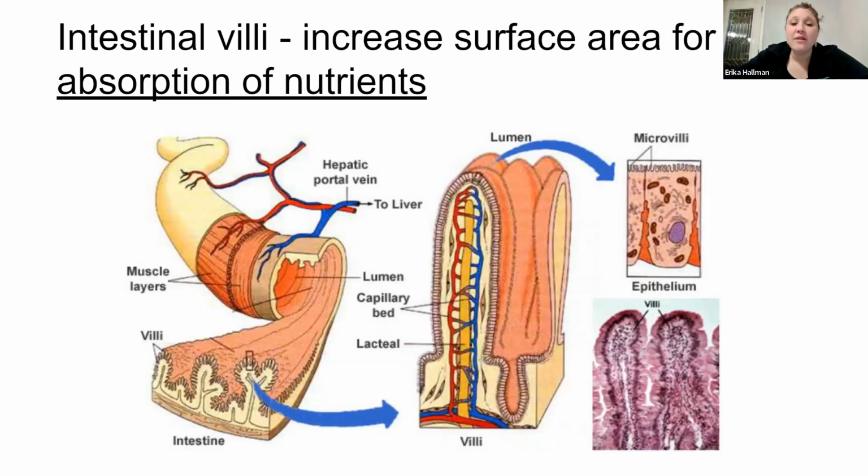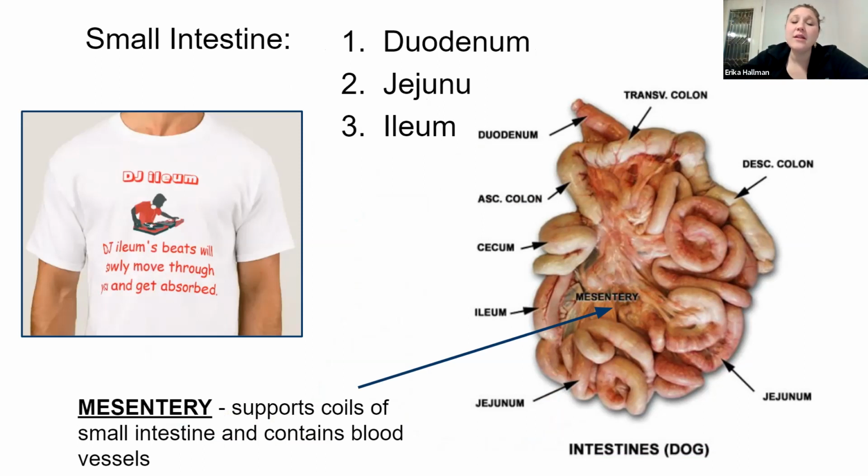Inside of our small intestine, remember that we have these intestinal villi. So these villi are going to help us increase the surface area and allow for nutrients to be absorbed more quickly. The small intestine is going to be divided into 3 main parts. The first part is called the duodenum. The second part is called the jejunum. And the third part is called the ileum.